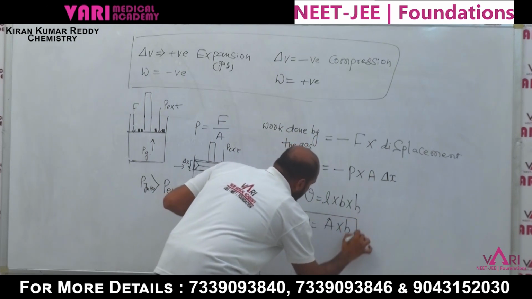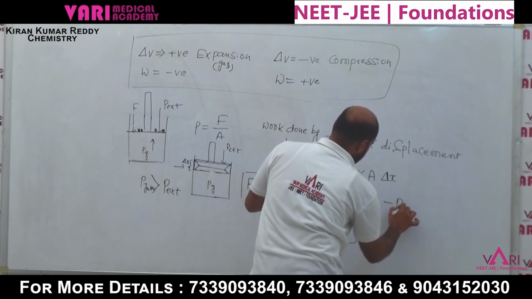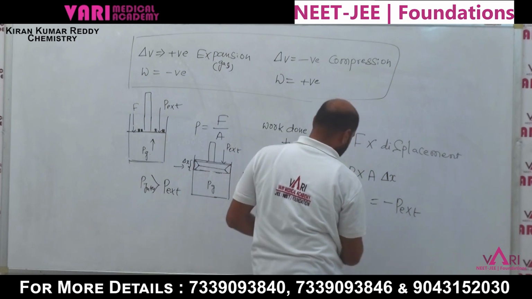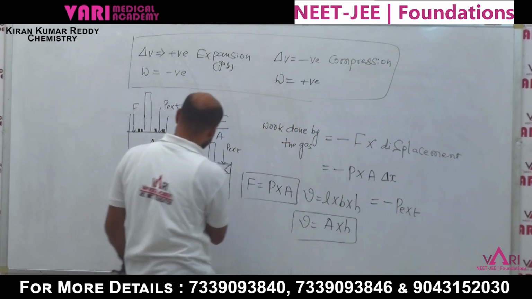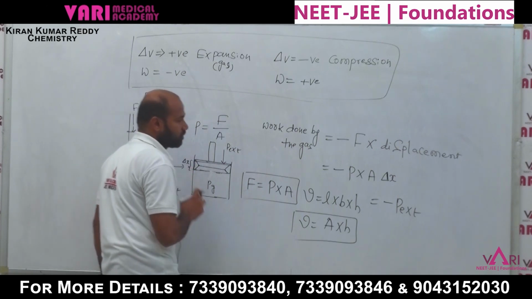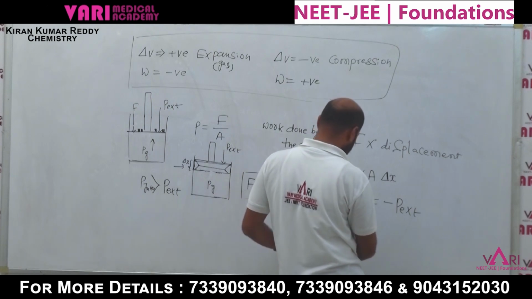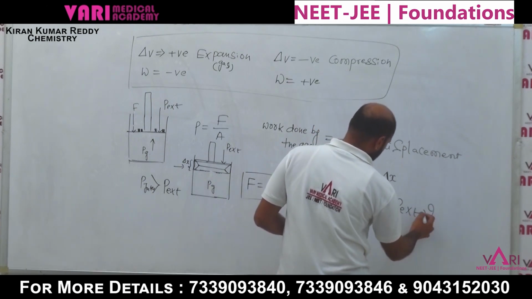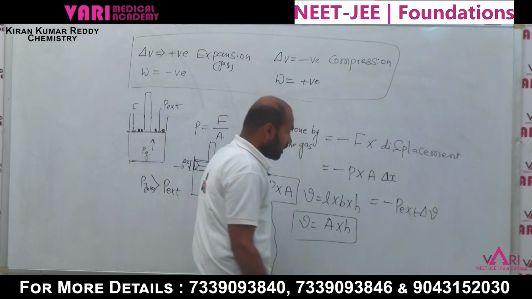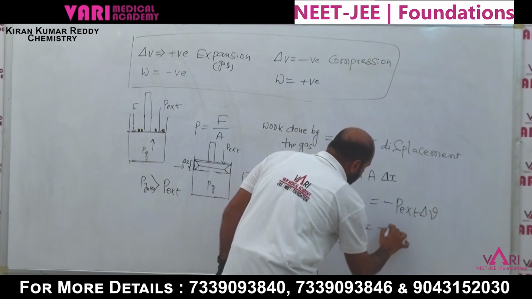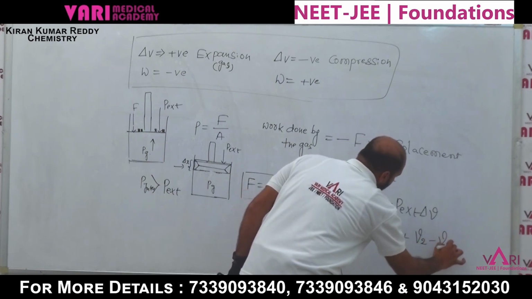In this place we can write W is equal to minus P external, here A delta x means height. From here to here, the height is displaced. Now the height change we can write as delta h, which means volume, delta V. Now W is equal to minus P external delta V, which means V2 minus V1.